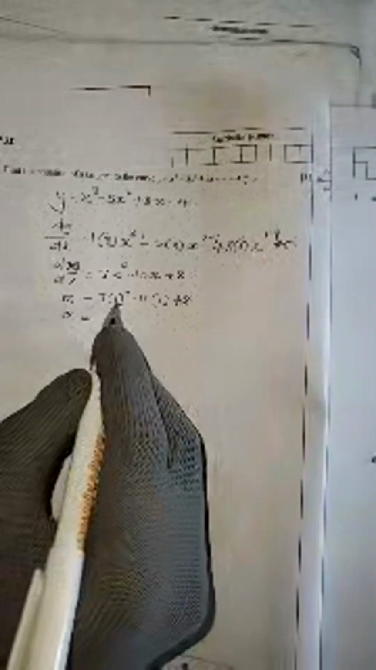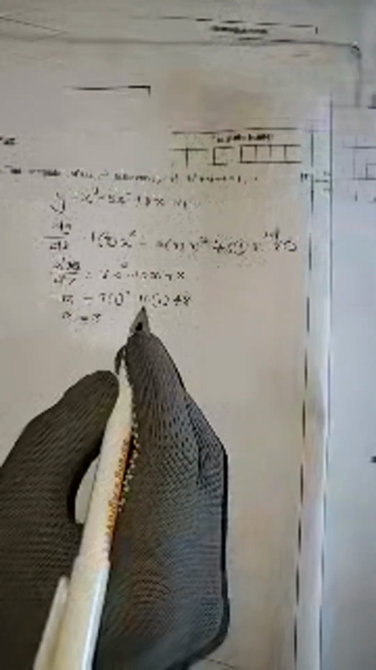m is equal to 1 squared is 1. 1 times 3, just 3. Minus 10 times 1, 10. Plus 8. So 3 minus 10 is negative 7. Negative 7 plus 8 is 1. So m is 1. This is the gradient of a tangent. Look here, we are told that it is a tangent. All right, so this is how you solve. This is the gradient of a tangent.